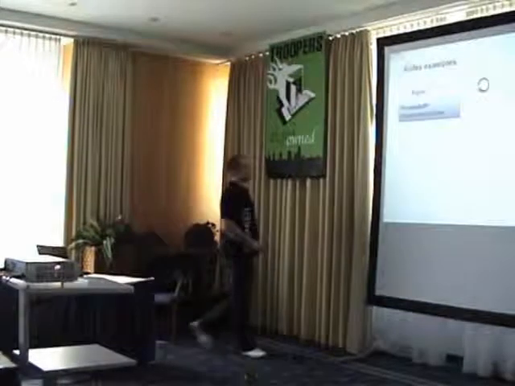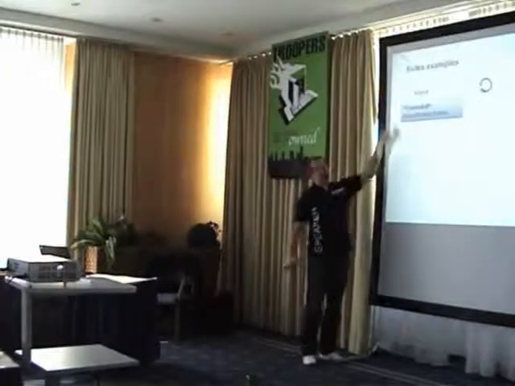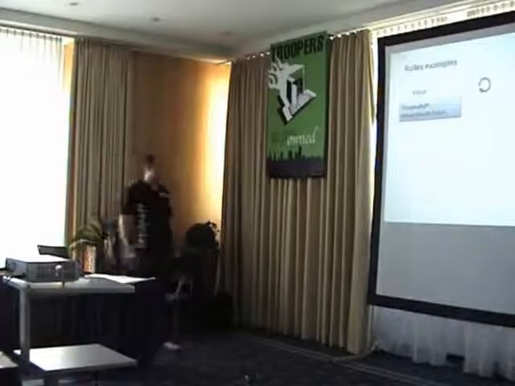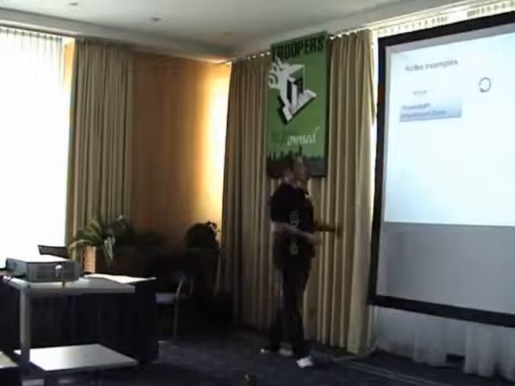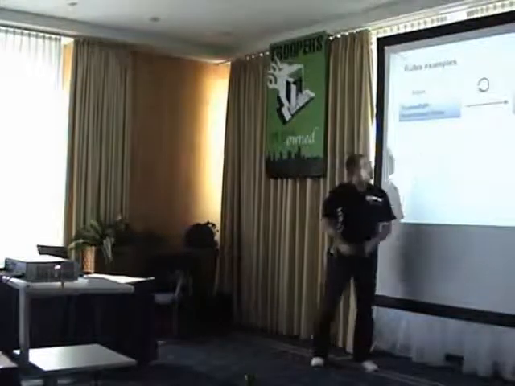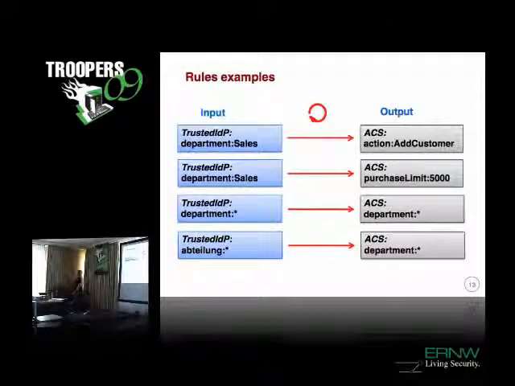So for example, let's say the input claim coming via one of the supported or registered identity providers could be a claim called department and the value is sales. And we could basically transform that claim to an output claim saying action add customer. Okay, that's basically how you would translate from one claim type to another claim type. You can basically say, okay, if the guy comes from the sales department, he will get a purchase limit of 5,000, for example. That could be another rule.